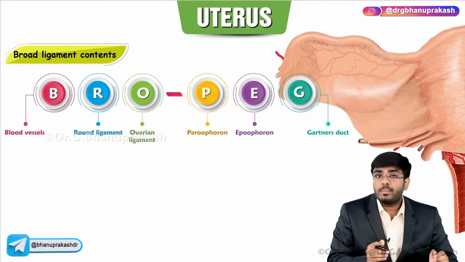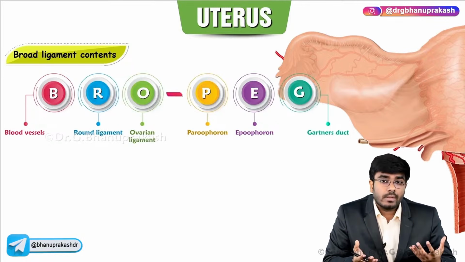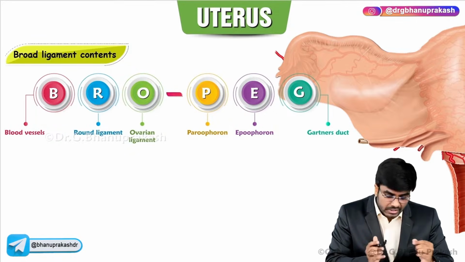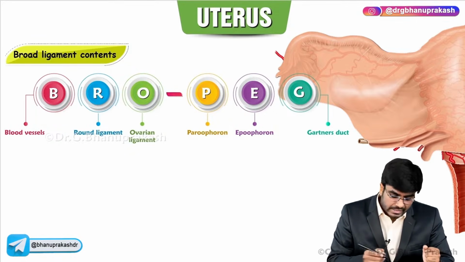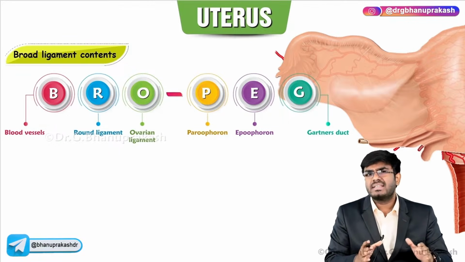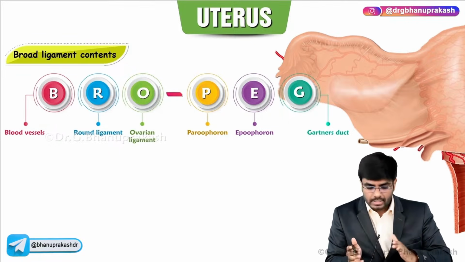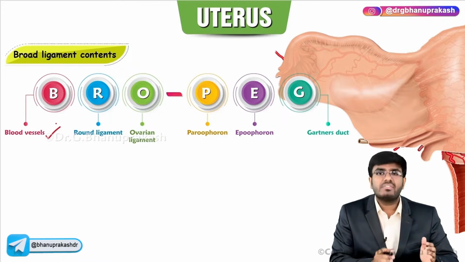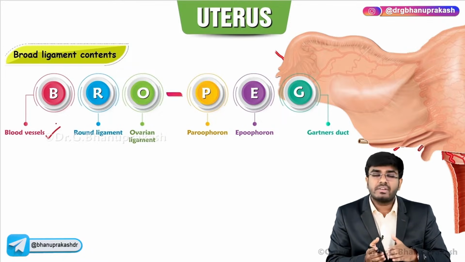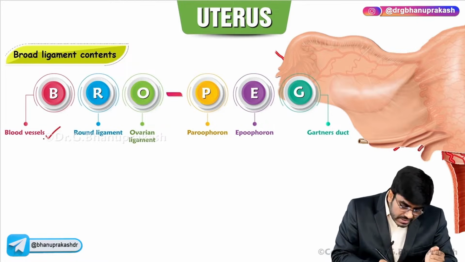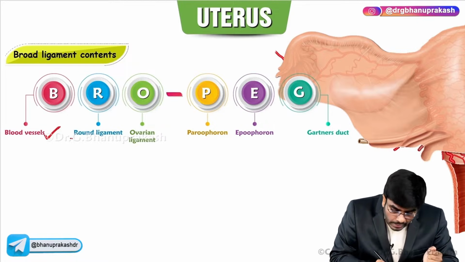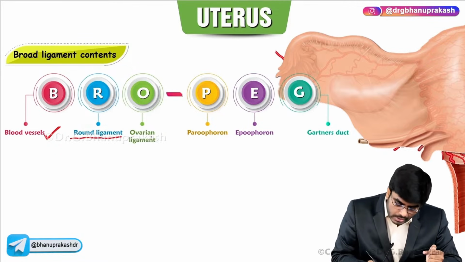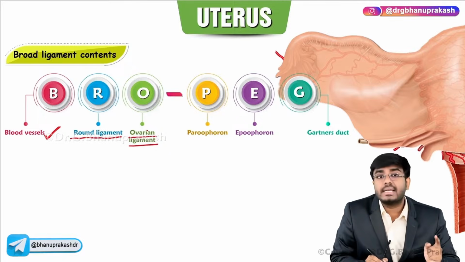We have discussed that broad ligaments are not the supports at all. So what are the structures present inside this broad ligament? The mnemonic which I found for myself is BRO PEG. Bro, let's have a peg, something like that. B for blood vessels. Which blood vessels? Blood vessels of the uterus, blood vessels of the cervix, blood vessels of the ovaries. R for round ligaments, a very important point. Round ligaments are present inside the broad ligament. O for ovarian ligament, present inside the broad ligament.